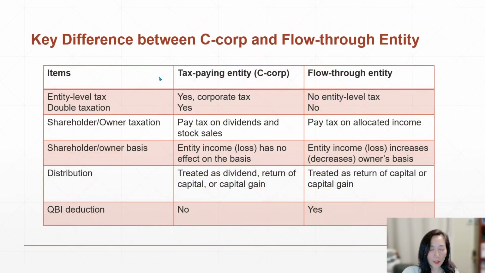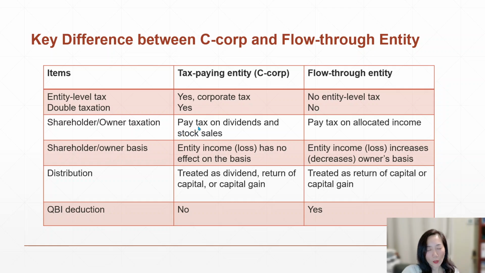Okay, so now let's take a look at the key difference between the C corp and the flow through entities, because we spend the first 3 or 4 weeks on the C corp, the corporation. Really, we're talking about C corp. When we talk about corporation, we're really talking about C corp. So C corp is a tax paying entity. So therefore, there's entity level tax. There's also double taxation, at the shareholder and owner taxation level.